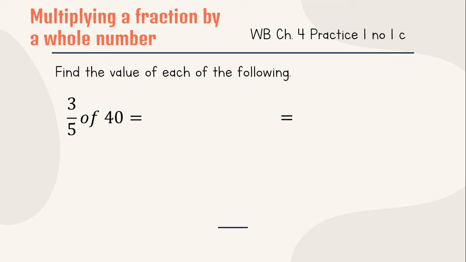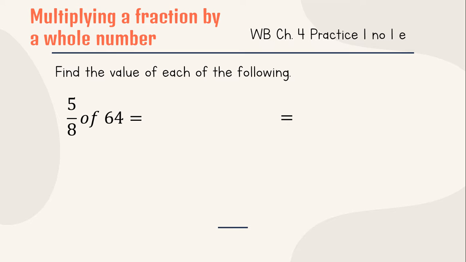3 per 5 of 40. 3 per 5 times 40. 40 divided by 5 can be or not? Yes, so 5 can be simplified by dividing by 5. And 40 divided by 5 equals 8. Now what can we get? 3 times 8 equals 24.